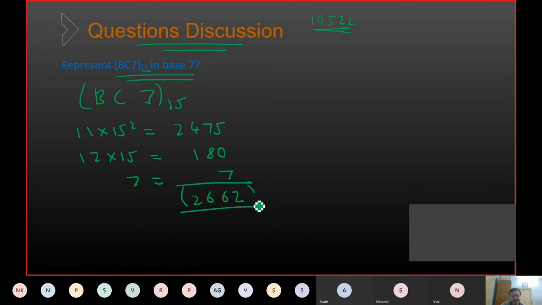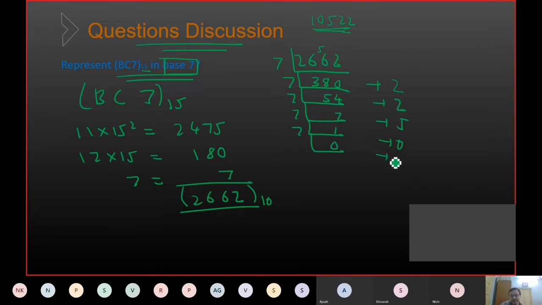But this is in base 10. Now what do you need to do? Get it in base 7. So how do you convert from base 10 to base 7? Keep dividing. If I divide by 7, 3 21s are 56... 2662 by 7 gives 380, remainder 2. Again divide by 7, you get 54, remainder 2. Again divide by 7, you get 7, remainder 5. Divide by 7, you get 1, remainder 0. Again divide by 7, you get 0, remainder 1. So your number is 10522 base 7. So that is the right answer.